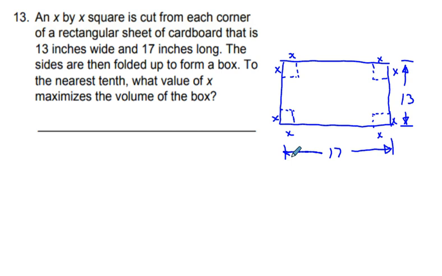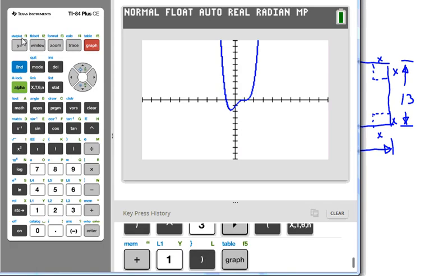And so your function that will work for this is f of x equals x, which is the height, times quantity 17 minus 2x times quantity 13 minus 2x. And if you happen to get the right function here but didn't make the proper analysis from here, you'd still get credit for it. I want to show you now graphing this in the calculator.